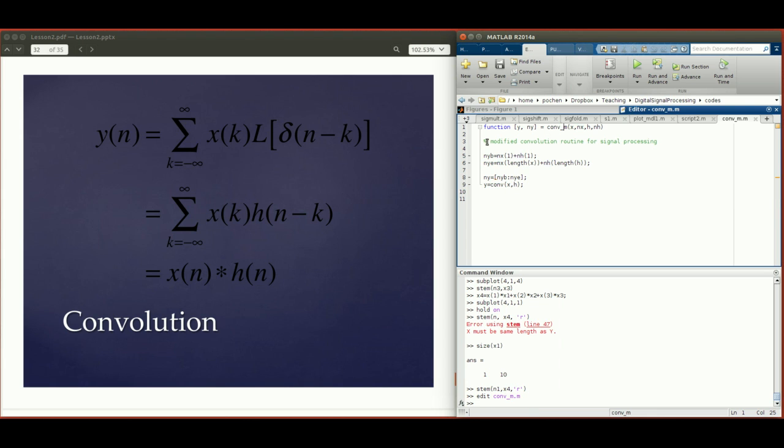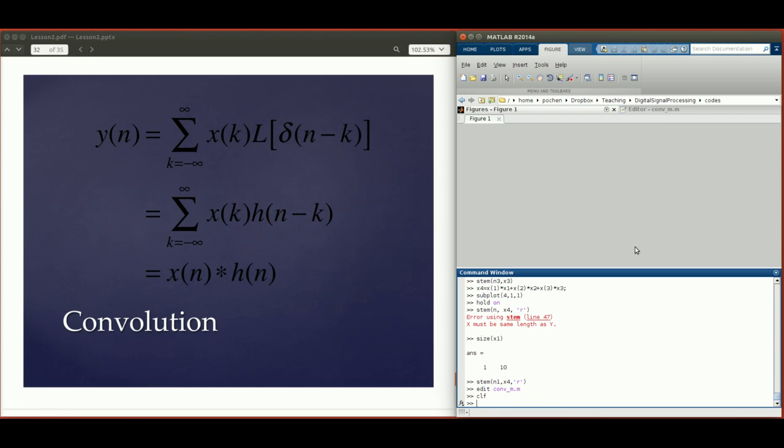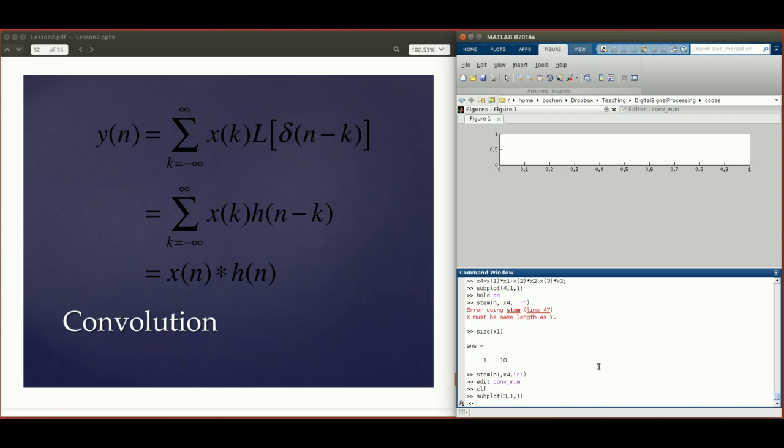I will explain how this function was written, but let's first implement this particular formula in the command line, and then compare it with the result generated by COMV_m. We'll compare the results, but first let me clean out the figure. And I'm going to do three subplots.